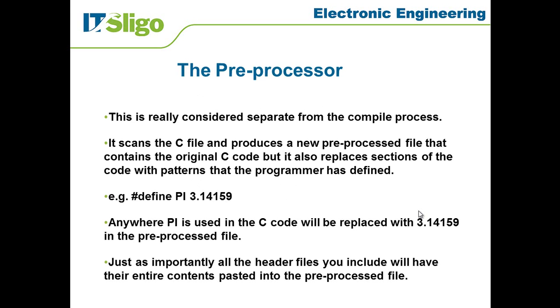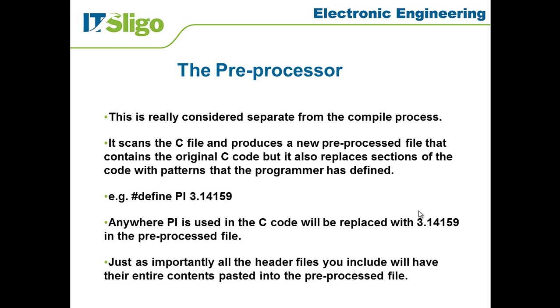So to explain the preprocessor first, this is really considered separate from the compile process because it's a little process of its own. And what it does is it scans the C file, and it scans each individual C file. So it deals with each C file individually, not them all together. So it scans the C file and produces a new pre-processed file that contains the original C code, but it also replaces sections of the code with patterns that the programmer has defined.